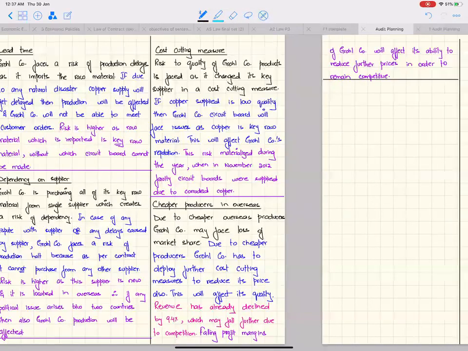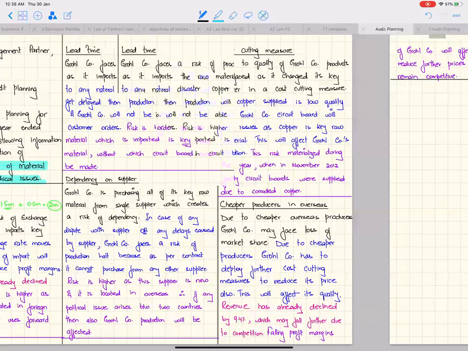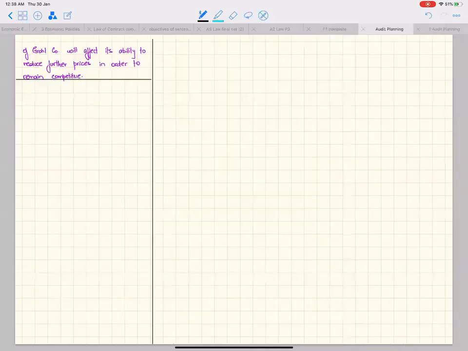First of all, I have identified the risk that due to cheaper producers, Grohl company faces a risk of loss of market share. Now, what is the impact? Due to cheaper producers, Grohl has to deploy further cost-cutting measures to reduce its price. This will affect its quality. Revenue has already declined by 9%, which may fall further due to the competition. And falling profit margins of Grohl will affect its ability to reduce further prices in order to remain competitive. Okay.